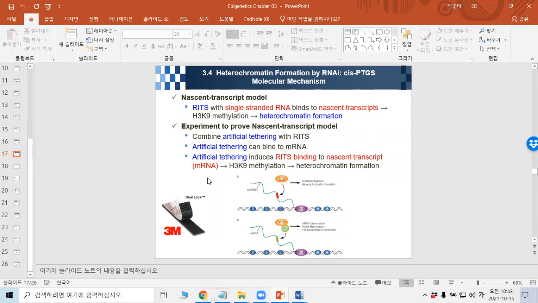In the homework, I asked you to design an experiment to prove the nascent transcript model. We just combine it with artificial tethering. So this is artificial tethering to RITS. Artificial tethering can bind to the mRNA. After that, we find that heterochromatin formation occurs here.